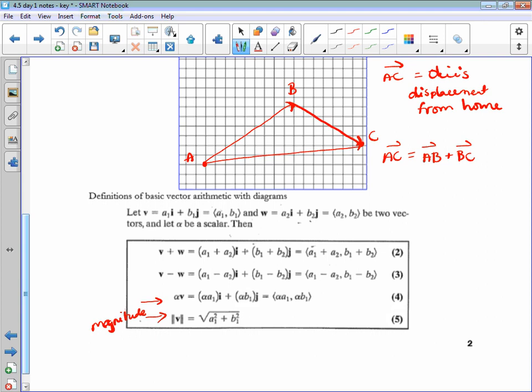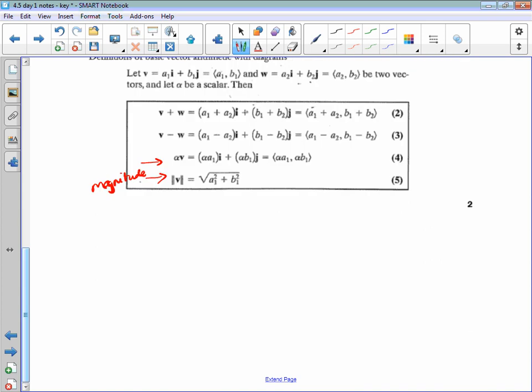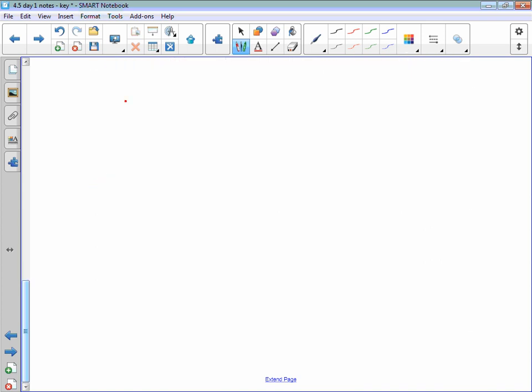Oftentimes it's going to be given to you in position form. Like I might give you the components. Let's say one vector has 2, 4, and your other one, I'll stick with V and W. Let's say W was -3, 6. Those are already in position form, the component form, for you.